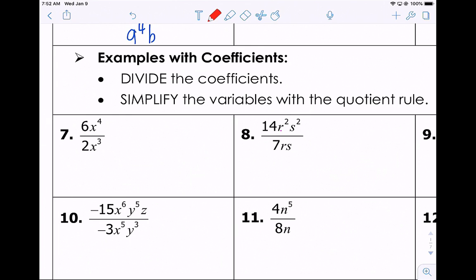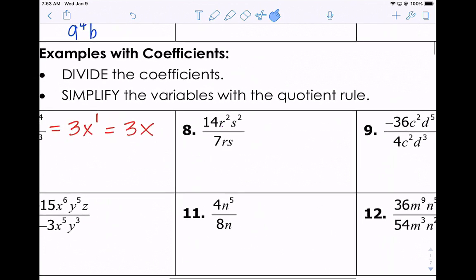So 6 divided by 2 is 3. And then x to the 4 divided by x cubed, we subtract these. So 4 minus 3 is x to the 1. Again, we don't normally write that, so that would be just 3x.